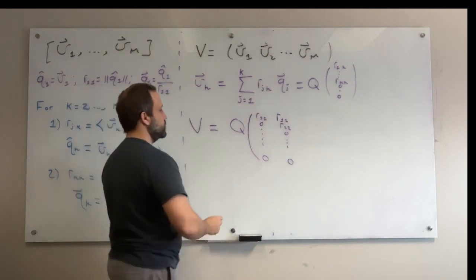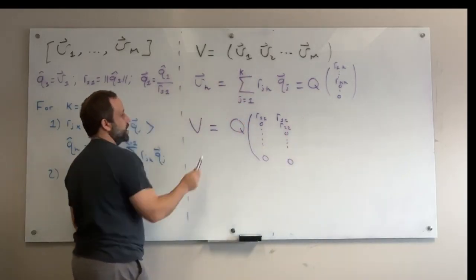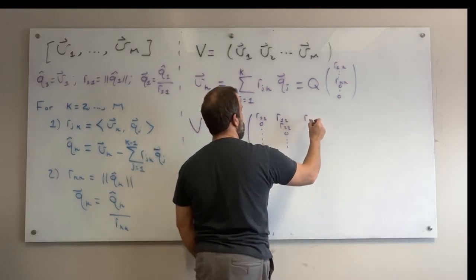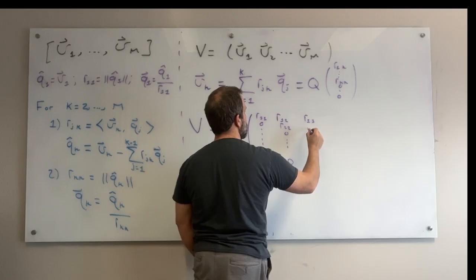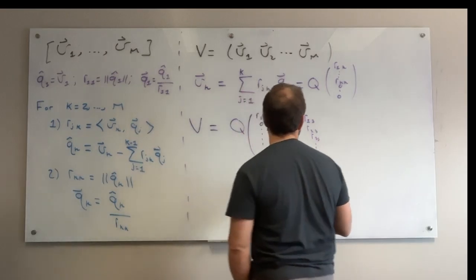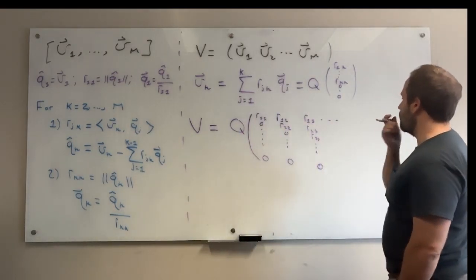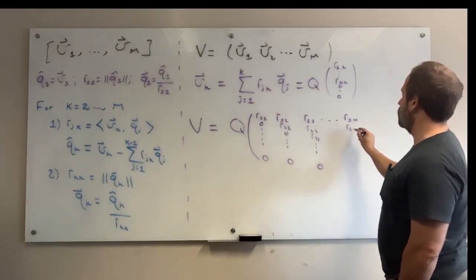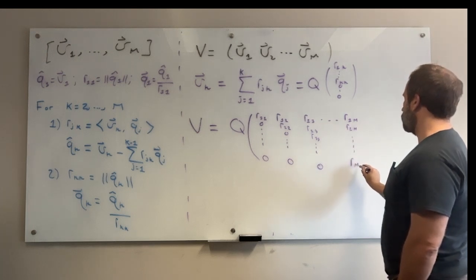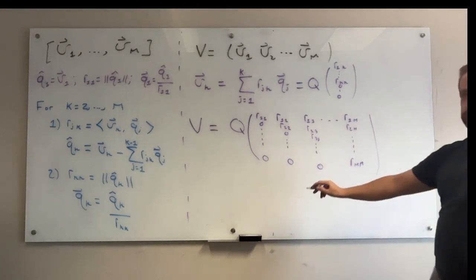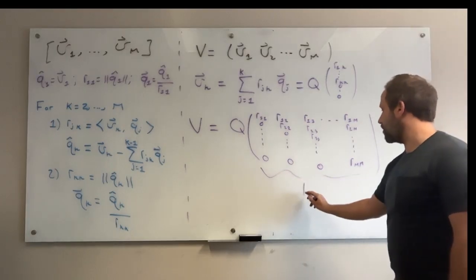And so the third column, v3, is the third column of V, and it is going to be Q times the third column of this matrix. So we're going to have r1,3, r2,3, r3,3, and then zeros all the way down. And then finally, the last column is going to be r1m, r2m, and then finally down here to rmm. Okay, and this matrix is called R. This matrix is called R.